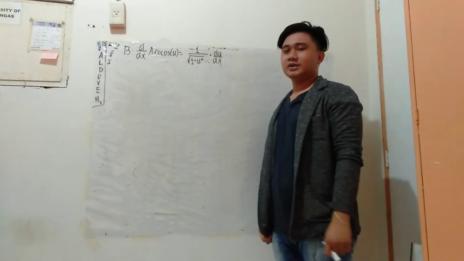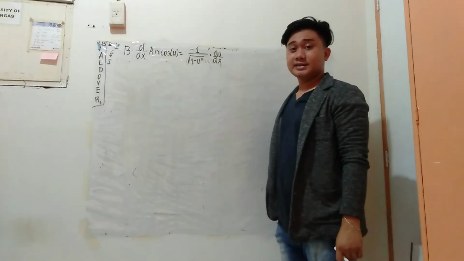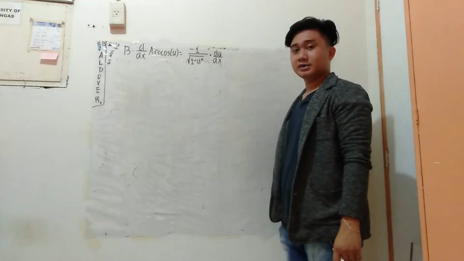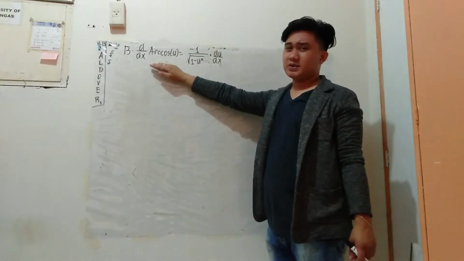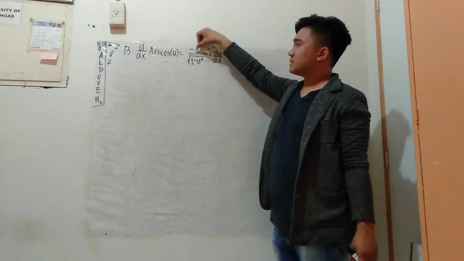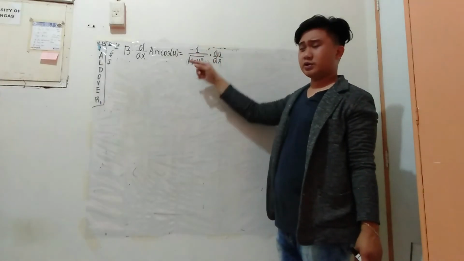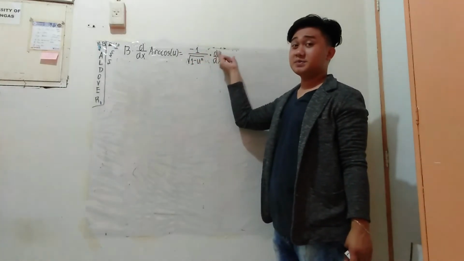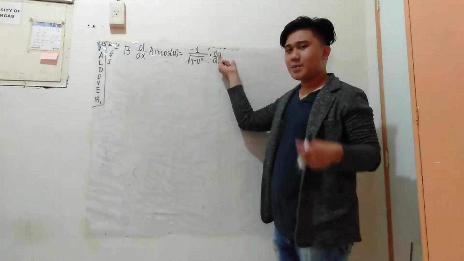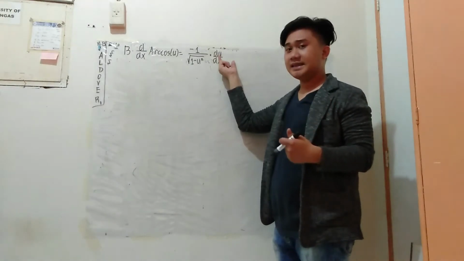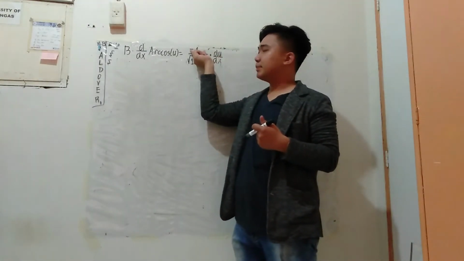So, we're down to the second formula, this time for the arc cosine. The derivative of arc cosine of u is equal to negative 1 all over square root of 1 minus u squared times the derivative of u with respect to x. Kumbaga, kamukha pa rin siya nung sine, kaya lang negative po.